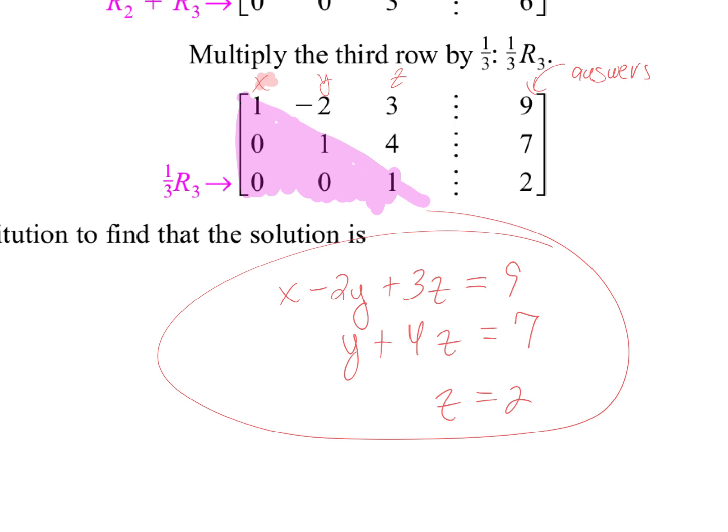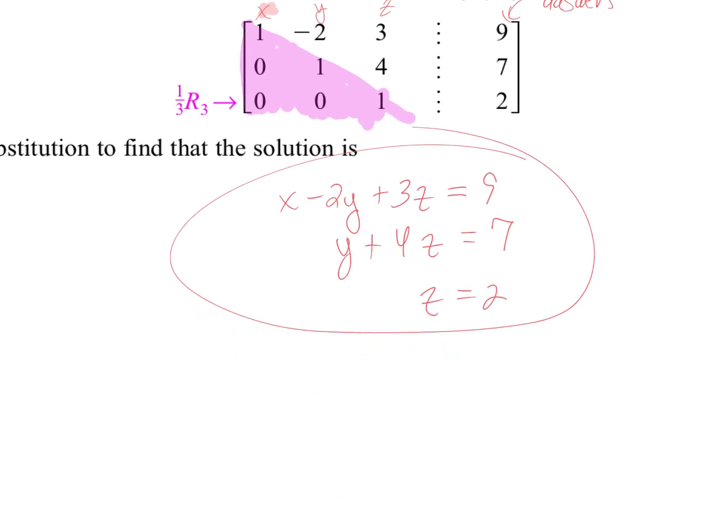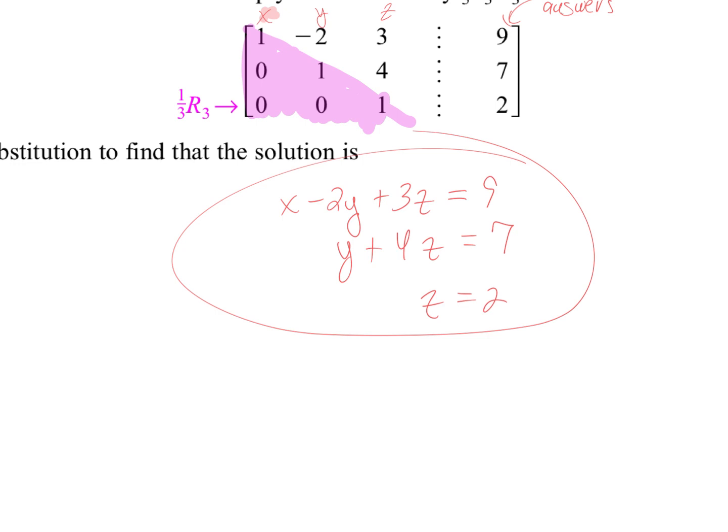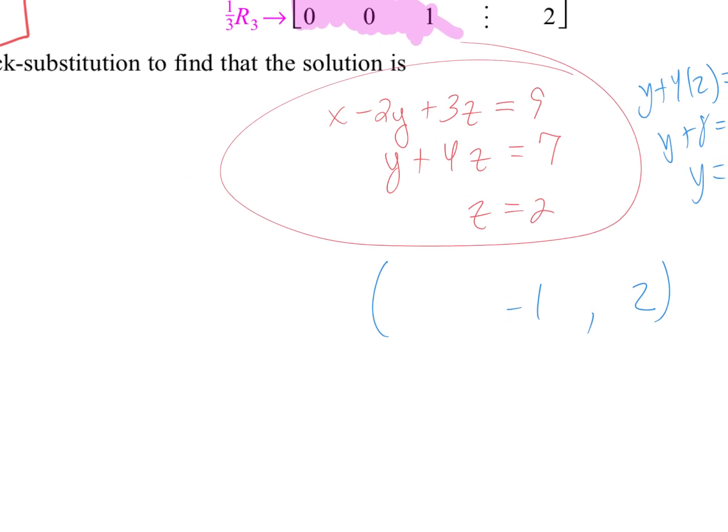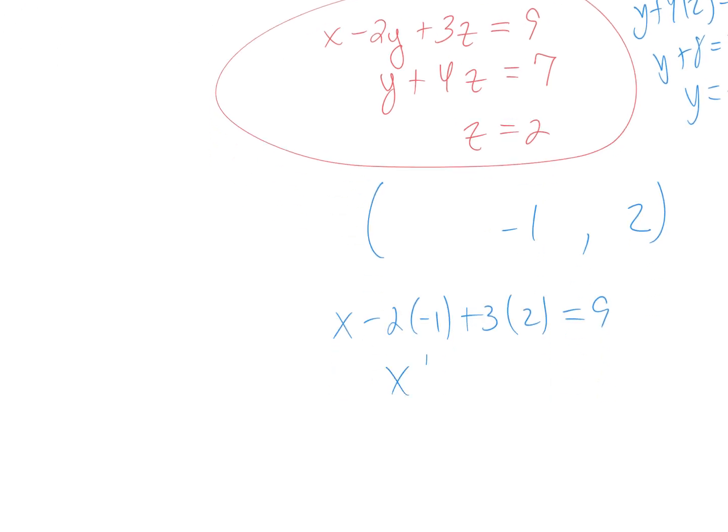Now, if I gave you this and I said to you, what is the ordered triple? How would you figure that out? You'd use back substitution. You know that z is 2. So now I'm going to take this, I'm going to plug it in here. So y plus 4 times 2 equals 7. y plus 8 equals 7. What's y equal? Negative 1, okay. And then I'm going to take those two. So I have x minus 2 times negative 1 plus 3 times 2 equals 9. So x plus 3 plus 6 equals, that's not 3. Good job, Jeremy.